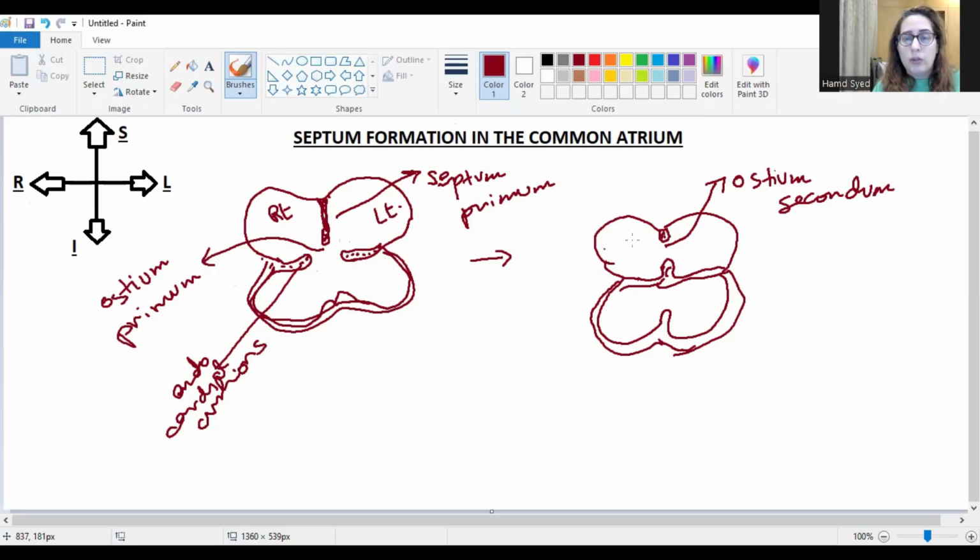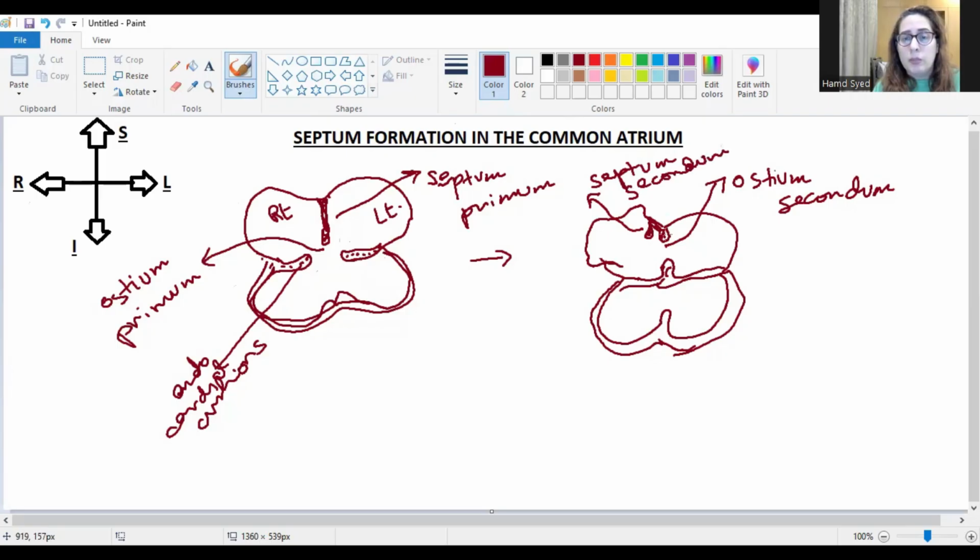And now, if you remember from the previous lectures, I told you that the right horn of the sinus venosus gets incorporated into the right atrium. So because of incorporation of the right horn of the sinus venosus into the right atrium, its lumen is going to expand. And as its lumen expands, you can see over here, it causes the appearance of another fold from the roof of the common atrium. Now, this ridge or this septum is known as the septum secundum.